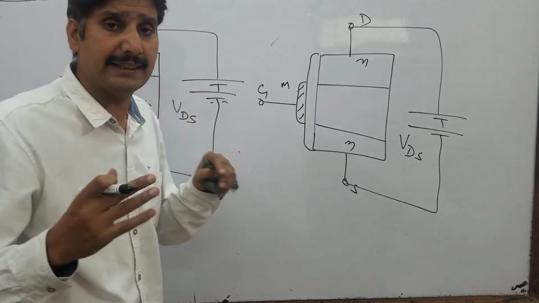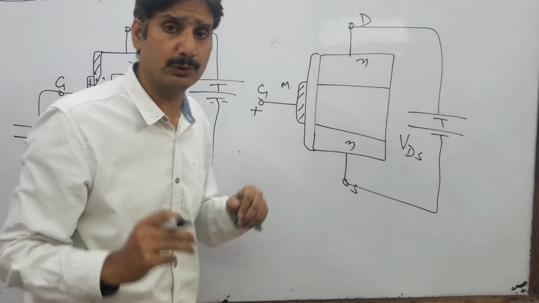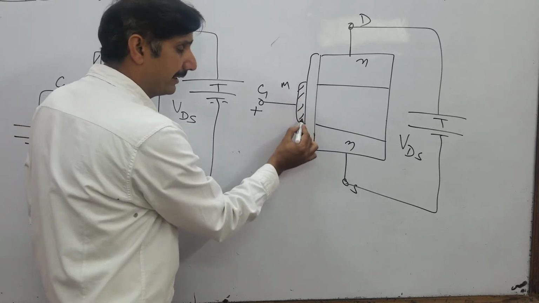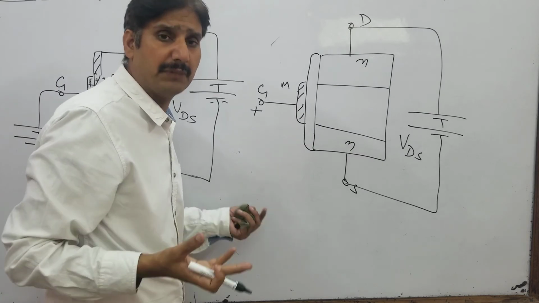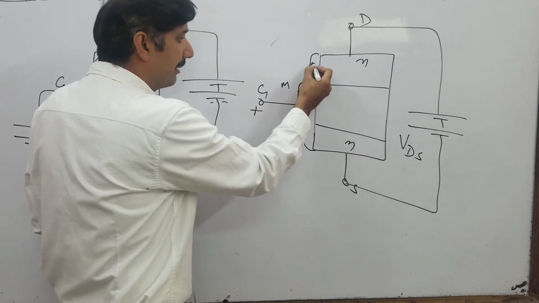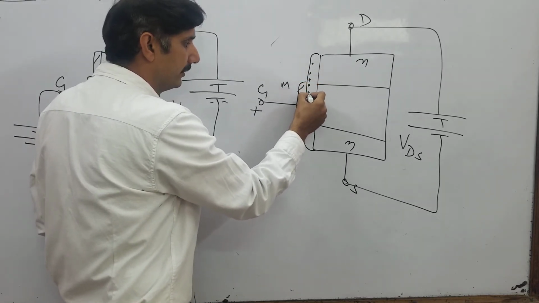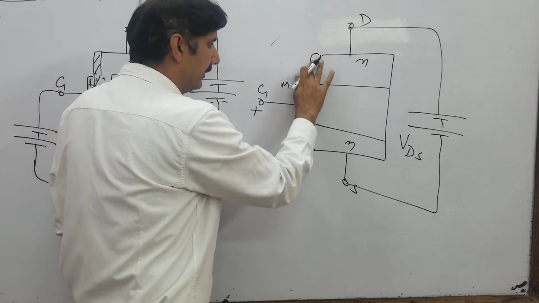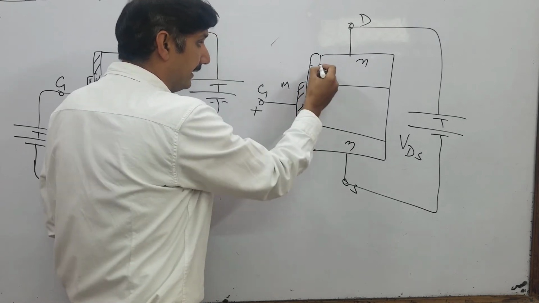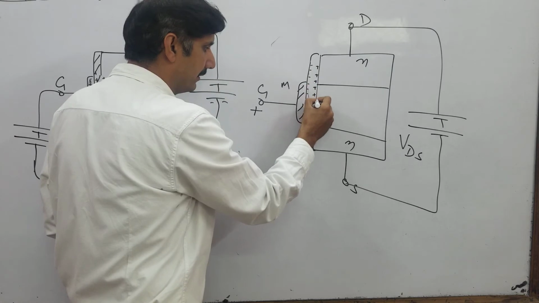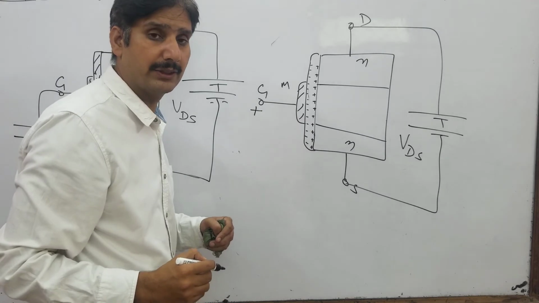Now what is happening? Let's say I apply a sufficient positive voltage to the gate. What happens? The metal gets positive charge, and this is a layer of insulator, dielectric or silicon oxide basically. So what happens? As this side is connected to metal, this side will become negative, and this side will become positive. Look what is going to happen.